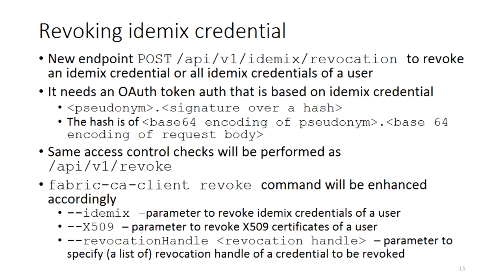Similarly, we will also enhance the existing revoke command that we have in the Fabric CA client to accept 3 new parameters. One is --idemix, which will revoke all Idemix credentials of a user, and --x509 would revoke all x509 certificates. If you don't specify anything, it will revoke all the credentials and all the x509 certificates of a user and revoke the user. And it will also accept a revocation handle that will revoke that particular credential.